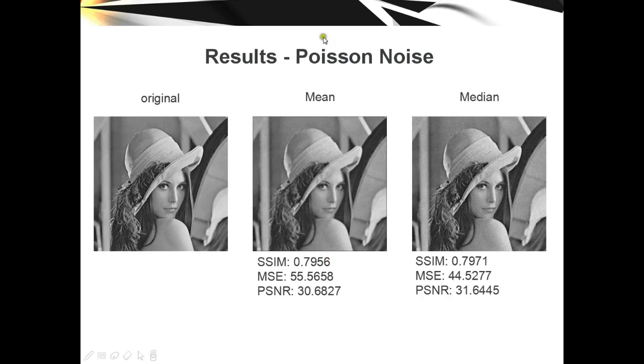It is the same for the Poisson noise: mean filter, median filter, Gaussian low pass filter, Wiener filter, BM3D, and wavelet. Still, let's get back, the BM3D filter is the best one, and it has the biggest SSIM value, which is 0.88.